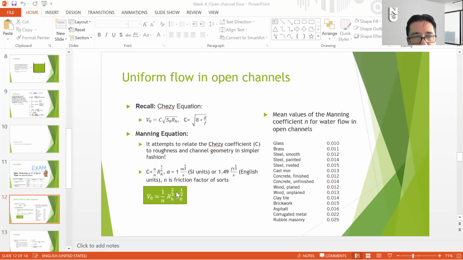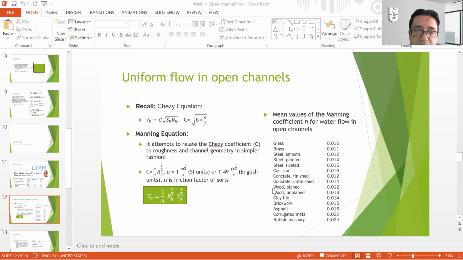But of course, when we are making the calculations, I'm going to provide you the value for the units we are working. So here, these are some examples for n values. For example, it is reasonable that smooth materials like glass and brass have a very low n value, like 0.01. When the smoothness turns into roughness, like rubble, masonry, the n value increases. This is a typical table you can refer to, and you can make a selection for the material type.